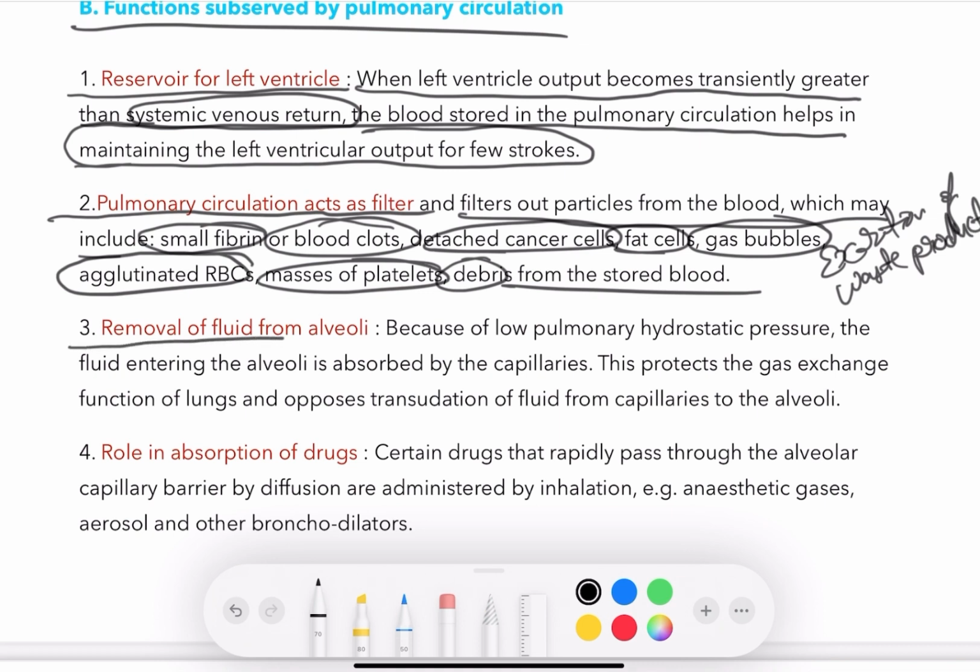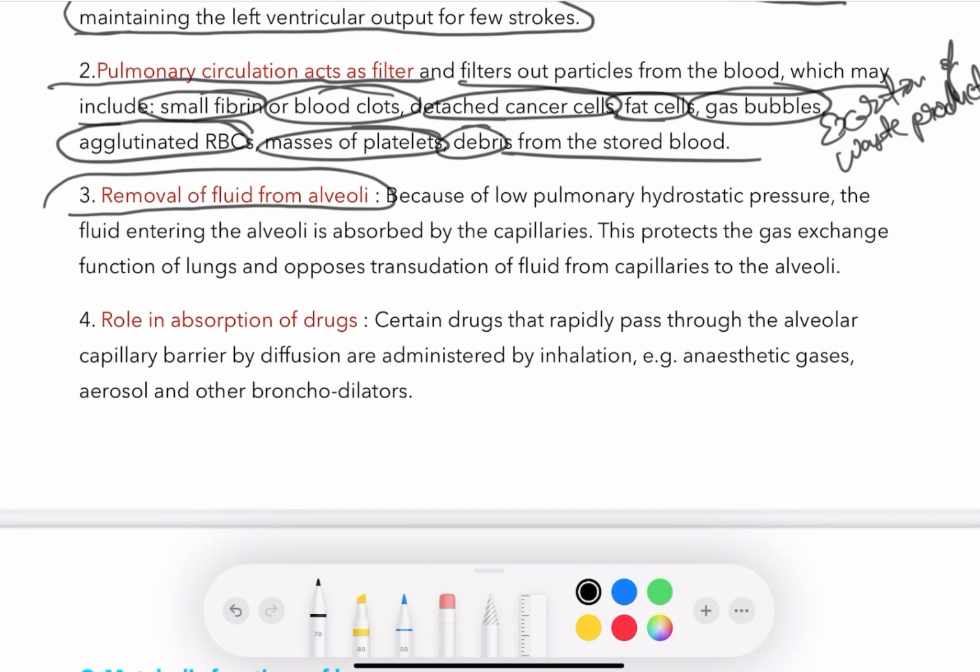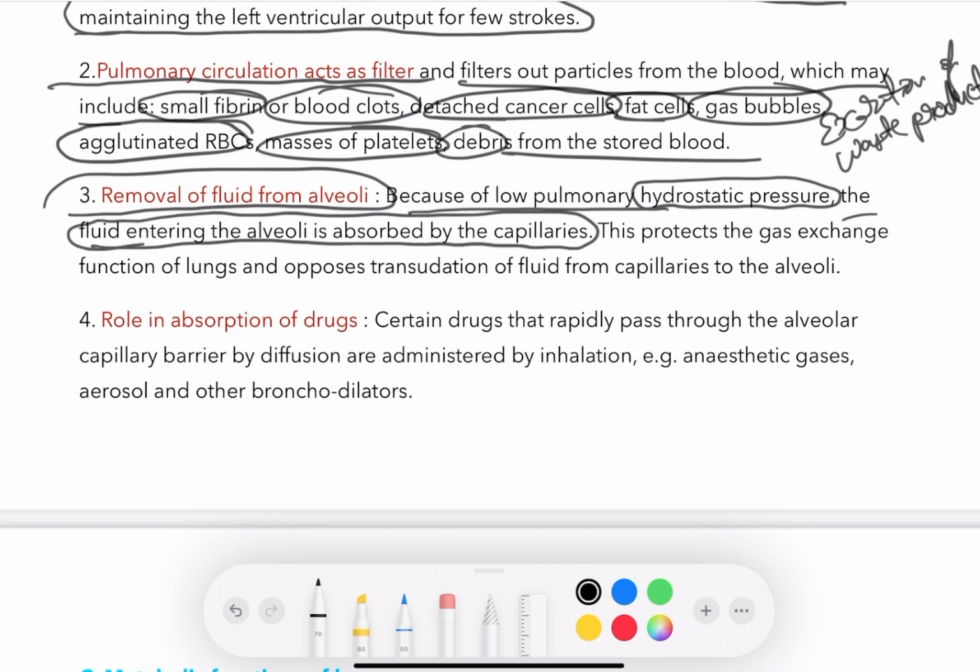The removal of fluid from alveoli is because of low pulmonary hydrostatic pressure outside the lung. The fluid entering the alveoli is absorbed by the capillaries. Always, if the hydrostatic pressure outside the lung is less, everything inside the alveoli is absorbed through capillaries, and this protects the gas exchange function of the lung and opposes transudation of fluid from capillaries to alveoli.